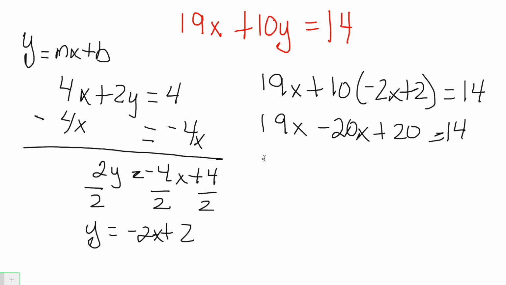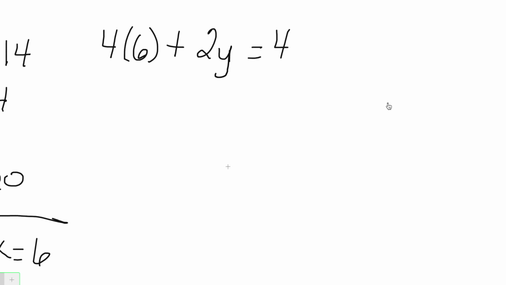Now we're going to combine like terms. This and this together are combined. That's negative 1x. And we have this plus 20 equals 14. We're going to figure out what x is, so we need to get rid of this 20 so we can isolate our x. Negative 20. So x is 6.